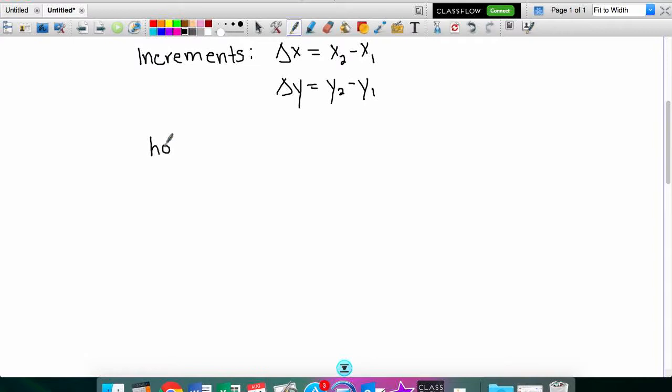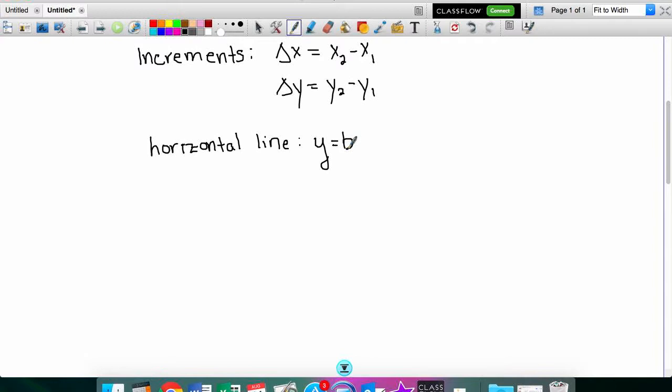Special lines: we have a horizontal line, which takes the form of y equals b. Now, something I'm a stickler for. If you are writing the equation of a horizontal line and you just write 5, I'm going to mark it wrong, because 5 is not a line. 5 is a value. y equals 5 is an equation of a line.